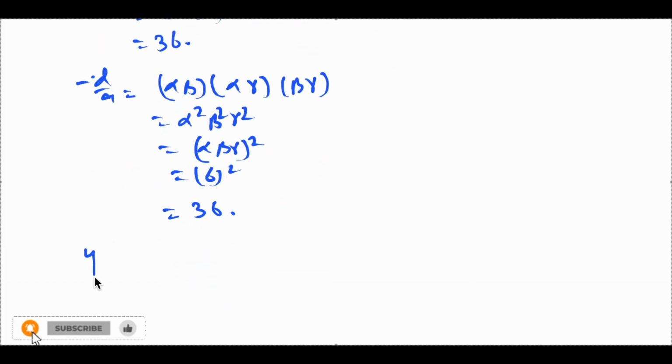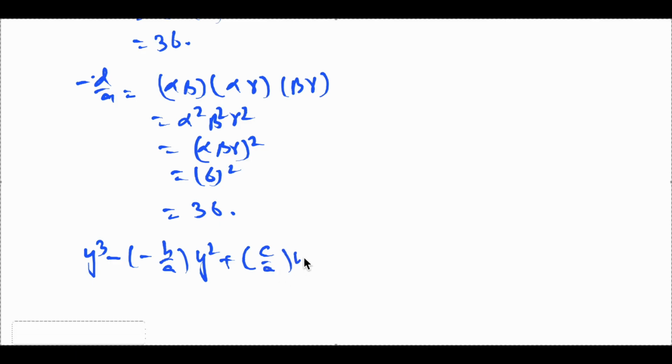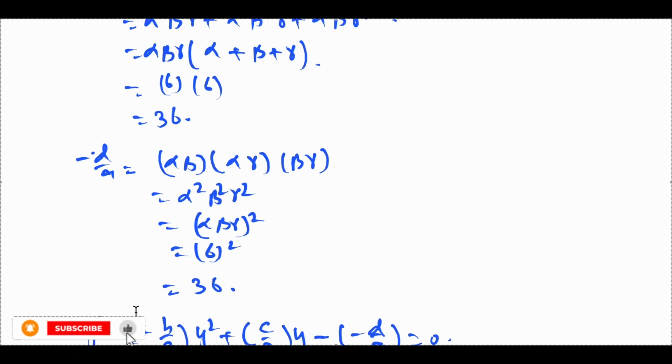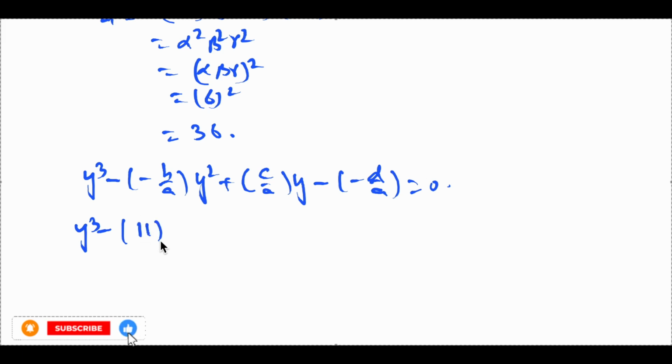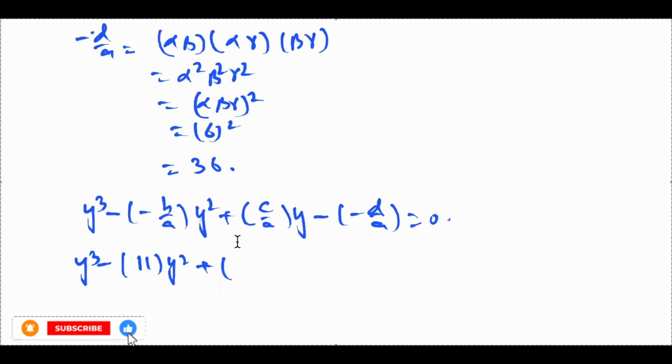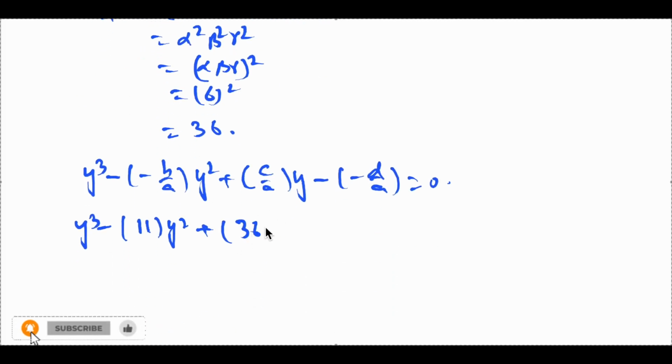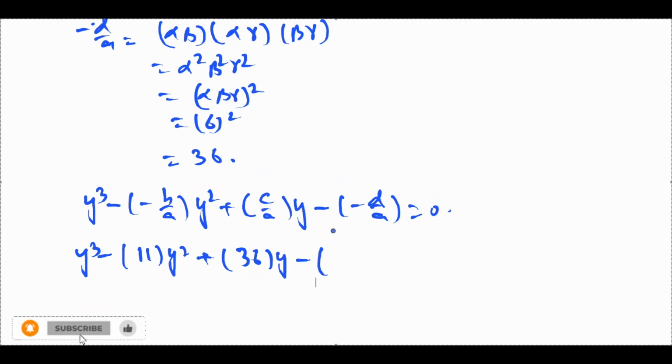Now the equation is y cubed minus b upon a y squared plus c upon a y minus d upon a is equal to 0. Put the values. Y cubed minus, what is minus b over a? Minus b over a is 11. So 11 y squared plus what is c over a? C over a is 36. 36y, minus d over a is what? Minus d over a is 36, is equal to 0.